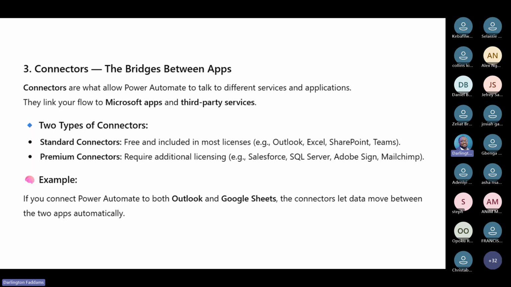We will see that there are different types of connectors. And these connectors, we have free or standard connectors. And these are included in most licenses for you to be able to perform simple flows. And then we have what is called premium connectors. These require licenses. So there are some premium connectors. And of course, if you are aware of them, these are connectors you pay a license for you to be able to perform certain tasks.